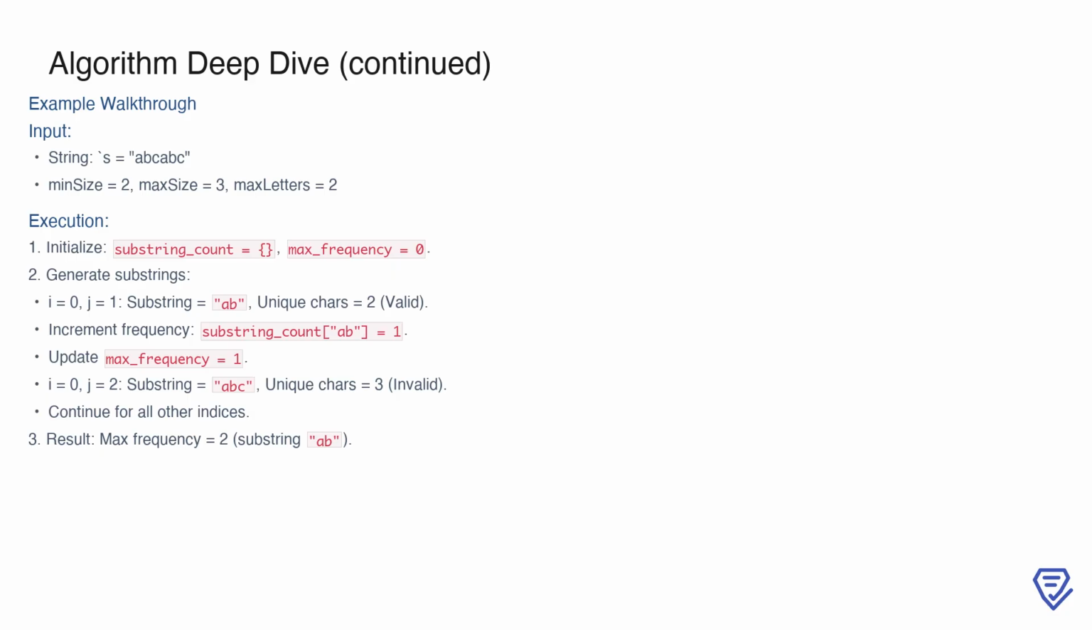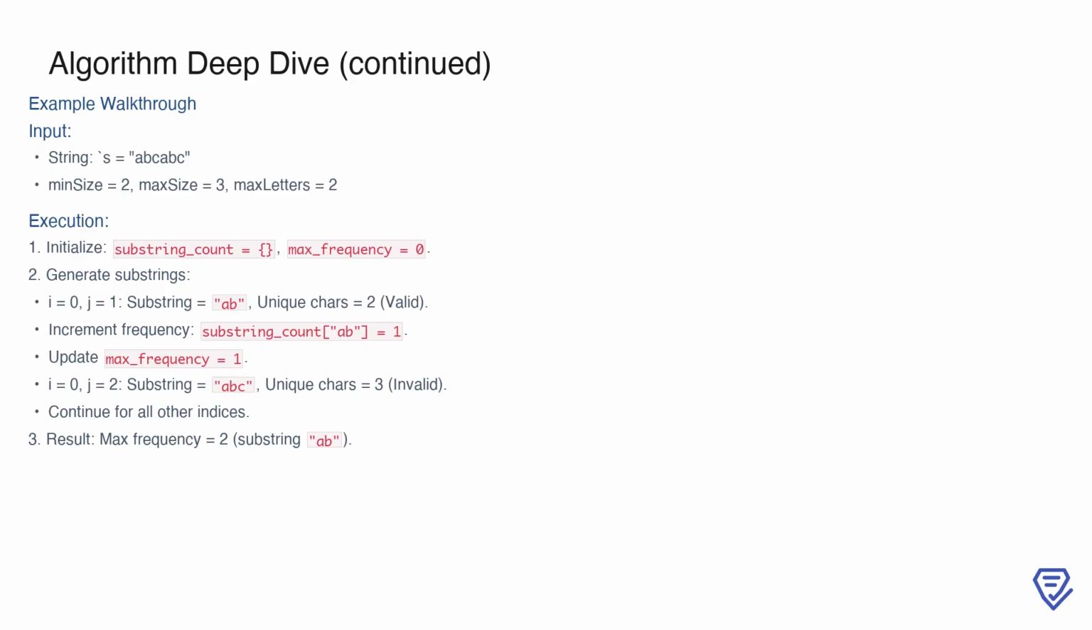Suppose the input string is s equals appcap, with min size equals 2, max size equals 3, and max letters equals 2. We start by initializing substring_count as an empty dictionary and max_frequency as 0. As we generate substrings, the first valid substring is ap, which has two unique characters. We increment its frequency in the dictionary and update max_frequency to 1.